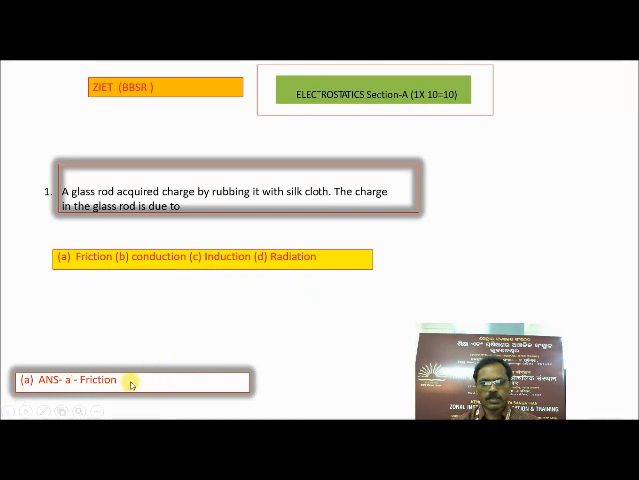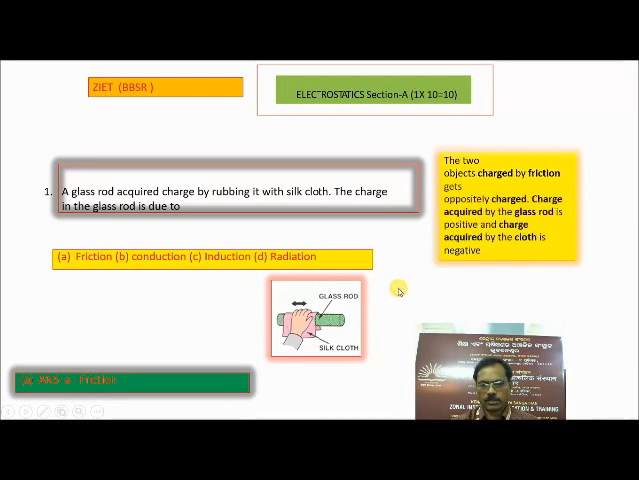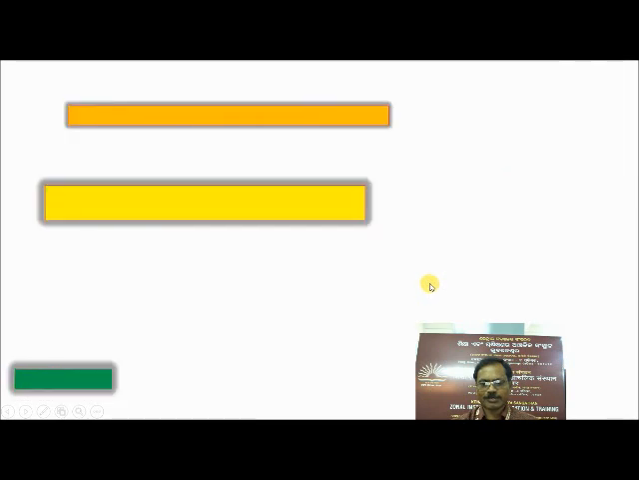So the explanation for this question is that, here is the diagrammatic representation of the glass rod and silk cloth, there it is rubbing. So rubbing, the meaning itself is called friction. The two objects charged by friction get oppositely charged. Charge acquired by the glass rod is positive and charge acquired by the cloth is negative. Therefore, the main point is that it is due to friction. Let us go to the next question.